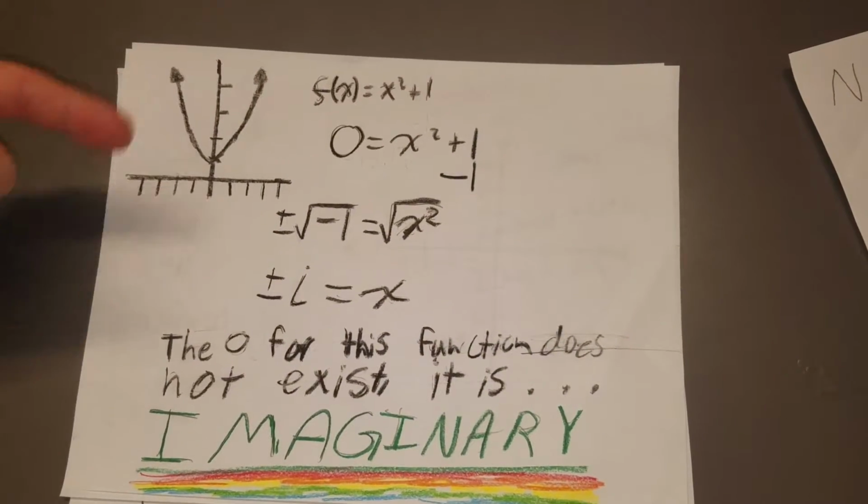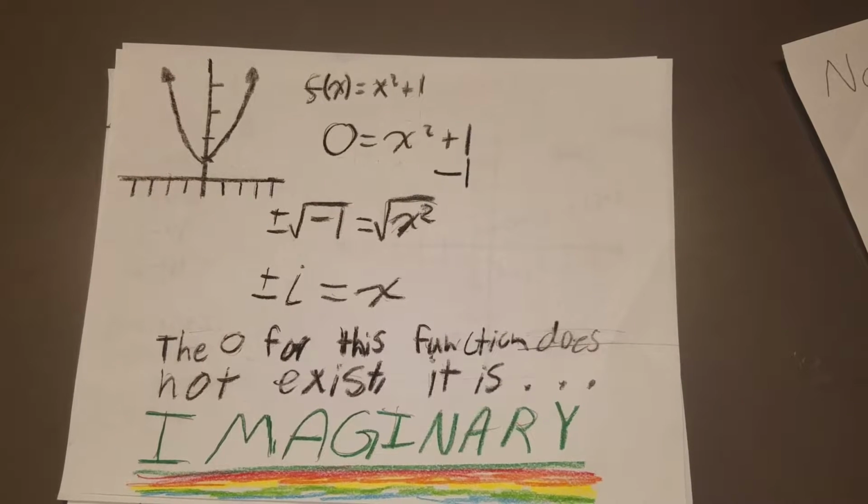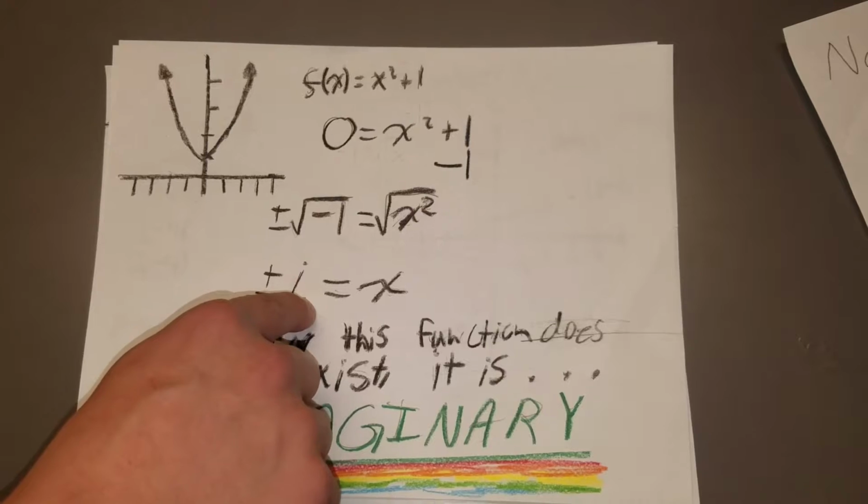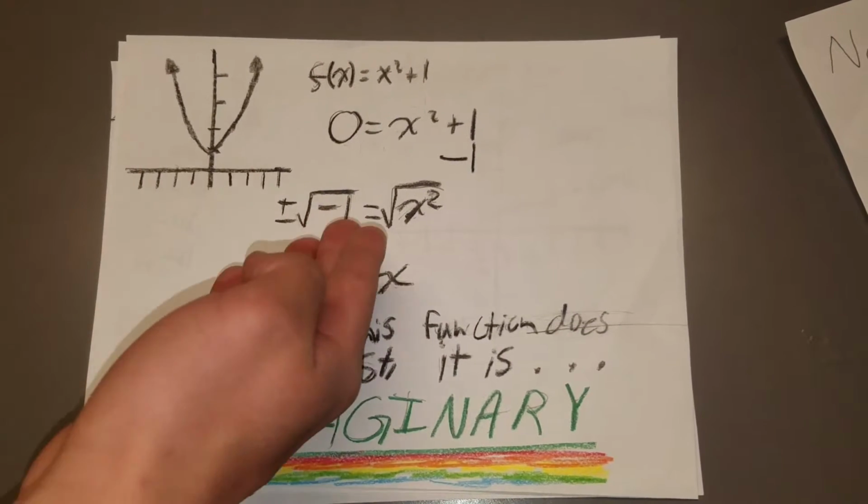Here we have a graph showing the equation x squared plus 1. If we were to solve for the zero, you'll see that the zero of this function is imaginary. This is because we are taking the square root of a negative number.